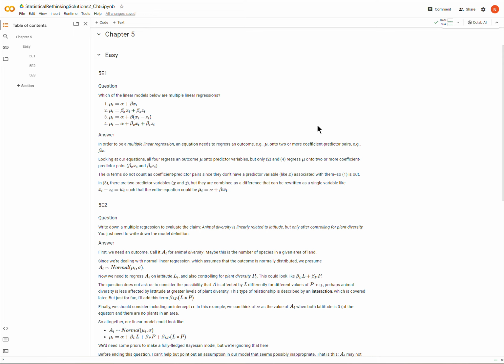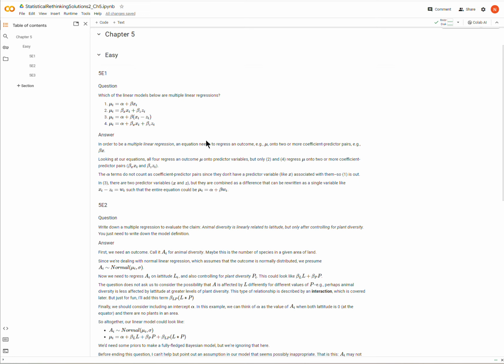Okay, starting chapter 5 of Statistical Rethinking, second edition. We'll go through questions 1 and 2 of the easy questions, and there's no coding here in the first section, the easy section of the questions. So, this chapter starts.